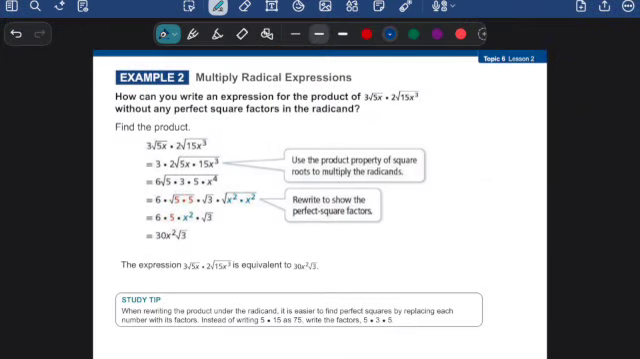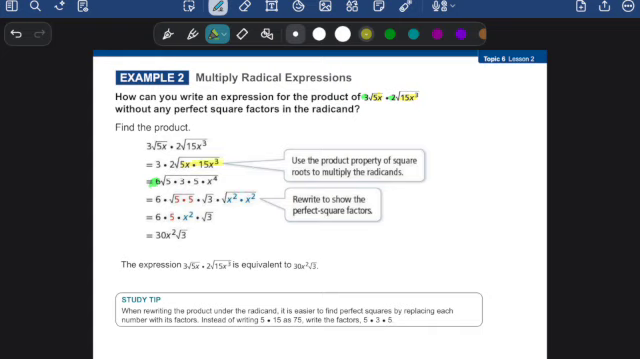Example 2. How can we write an expression for the product of these two radicals? So now, if we are multiplying radicals and it's the same root, we can just put it all under one big square root. So that's what we're doing. So we can multiply the constants. 3 times 2 is 6. And then everything else gets under the radical. We're just multiplying 5x times 15x cubed. So that's what we get here.